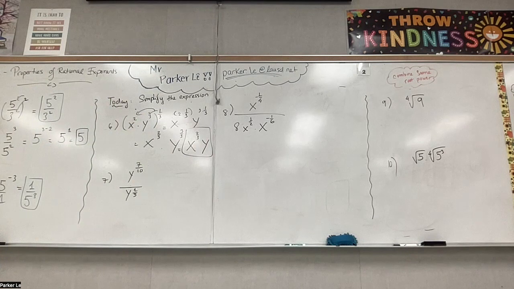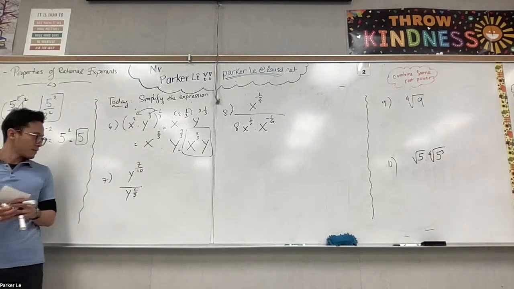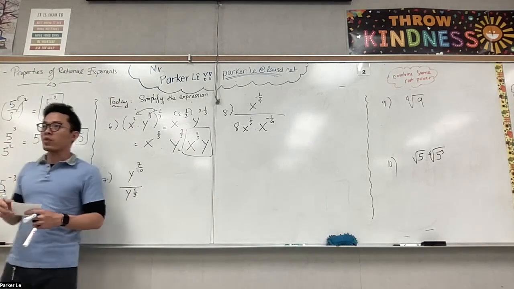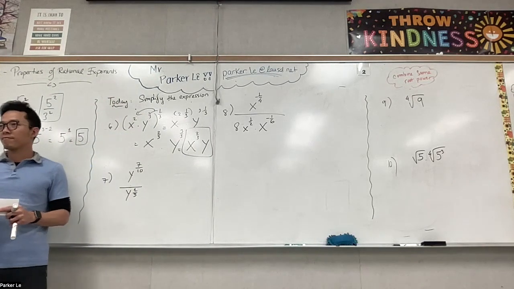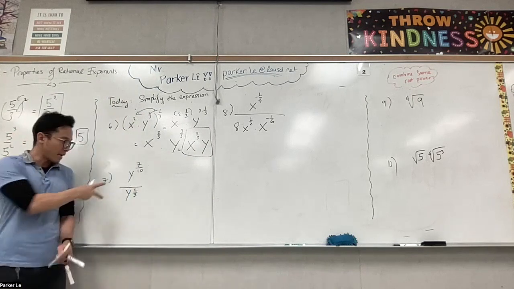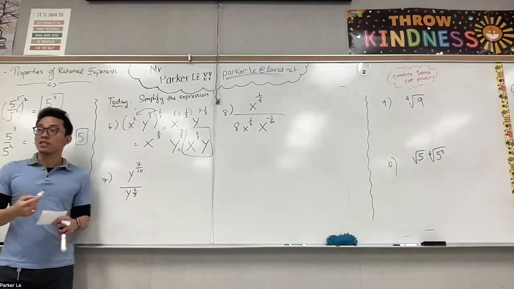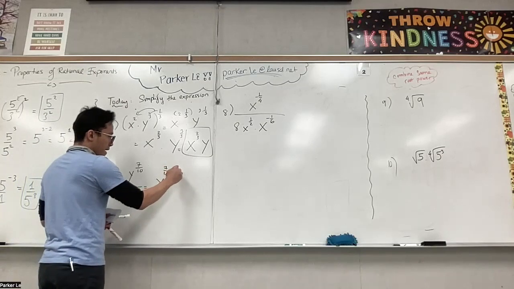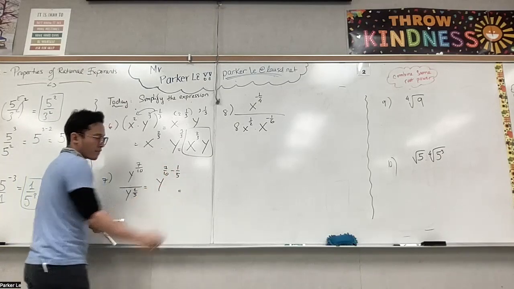Okay, hold on. Let me do this. Andrea, number 7. So you have two bases on different levels. What are you going to do with the power? Similar to this, right? They have the same base. What are you going to do? Subtract the power. Very good. So 7/10 minus 1/5.